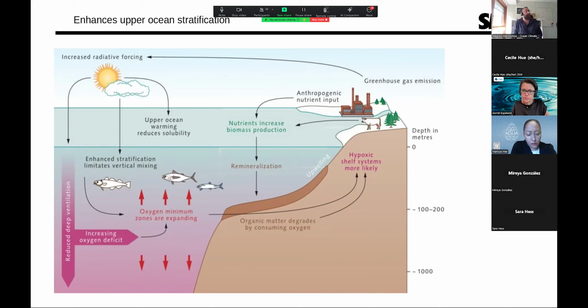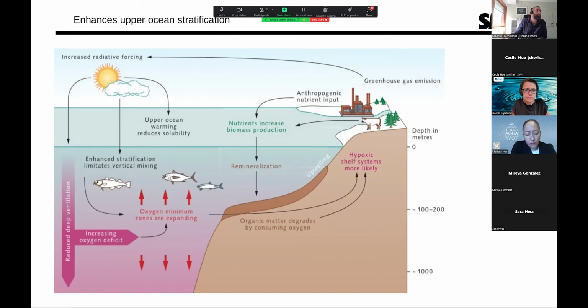You also have remineralization in the subsurface. That's when organic matter falls down, it becomes eaten by bacteria and so on, and it uses oxygen. So you get oxygen minimum zones.